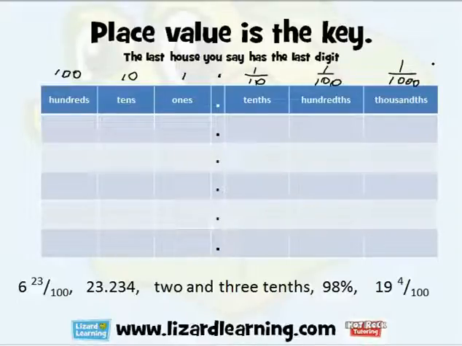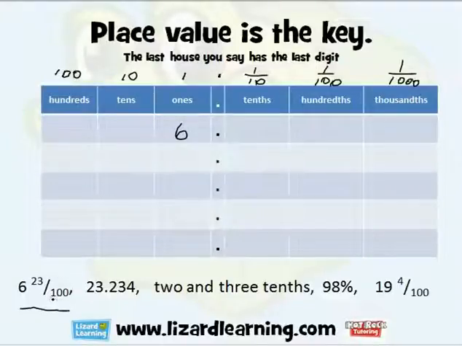Right, let's have a look down at the bottom here, and we've got 6 and 23 hundredths. That's a common fraction. It's in hundredths, so we can convert that into decimals easily. Alright, 6 ones, that's 6 ones, and we have 23 hundredths.